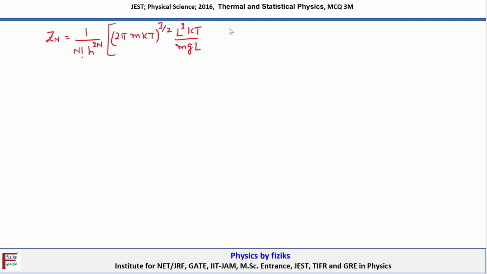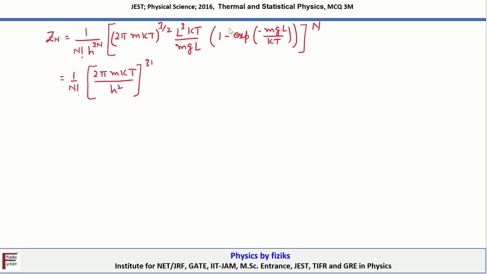Okay, and then multiply by 1 minus exponential minus mgL upon kT, and its power n. Okay, so this turns out to be equal to 1 by n factorial into (2 pi m kT upon h square) its power 3n by 2. So this is merely a rearrangement of the terms, and then multiply by kT V. So I am replacing L cube with V, kT V upon mgL its power n, okay, and then 1 minus exponential minus mgL upon kT its power n.